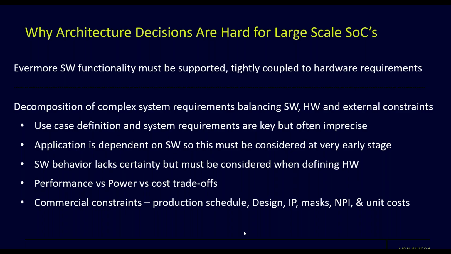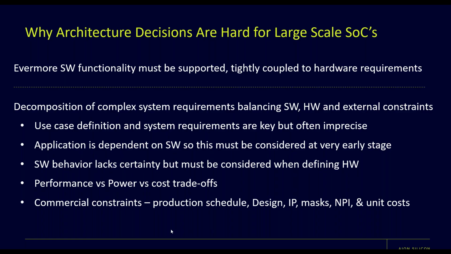When we're looking at our system requirements, the use case and the system requirements obviously are absolutely key for our understanding of what it is we're trying to do. But when we start out on the process, often those things are very imprecise. There's a lot of unknowns. Our application is highly dependent on software, which means we need to consider that at an early stage. But again, we don't often have the software, so the behavior of it lacks a lot of certainty, and we need to find a way to deal with that.